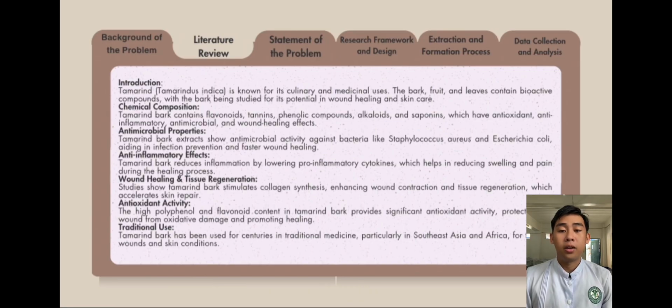Next is the anti-inflammatory effect. Research suggests that tamarind bark reduces inflammation by decreasing pro-inflammatory cytokines. The next is tissue regeneration. Studies in animal models have shown that tamarind bark extract accelerates wound healing by promoting collagen synthesis. These findings suggest that tamarind bark could be a promising component for developing an effective wound ointment.